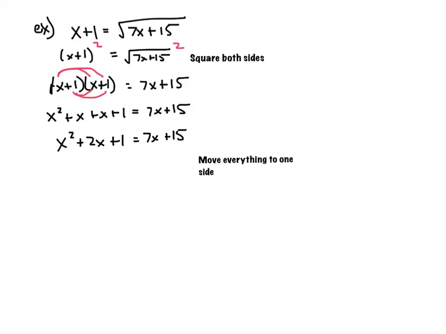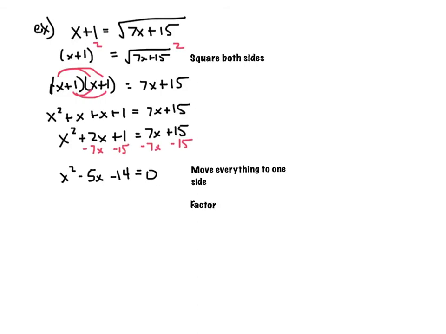Alright, now since we have an x squared in here, we need to move everything to one side so we can solve this. So I'm going to subtract 7x from both sides and subtract 15. So I have x squared minus 5x minus 14 equals 0. Alright, so we have a quadratic set equal to 0.